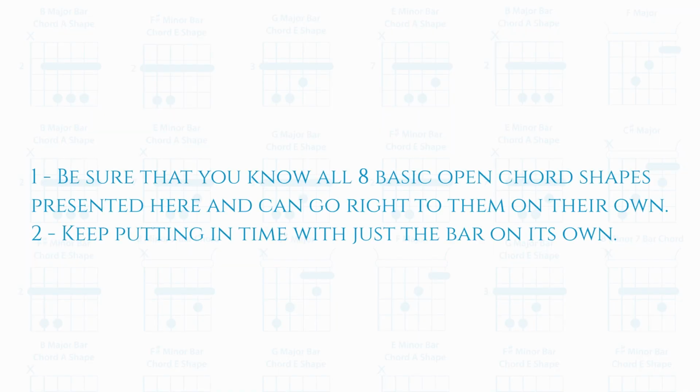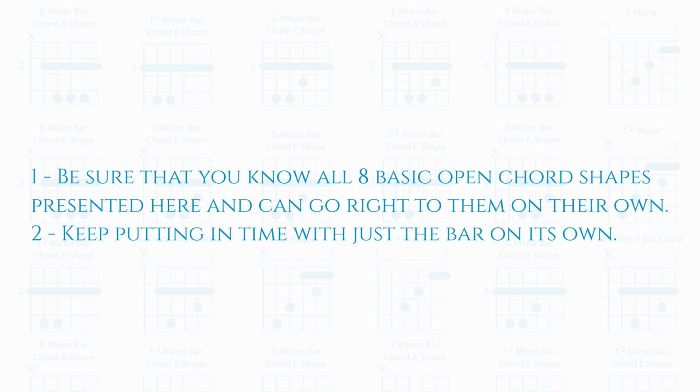Here are your actual assignments for this lesson. Number 1 is to make sure you know all of the 8 basic chords that we've just presented, and make sure that you can go straight to them. So if someone says, play an E, then you can go straight to it and you're not doing it one finger at a time. You need to get it to where you can put them all on at once.